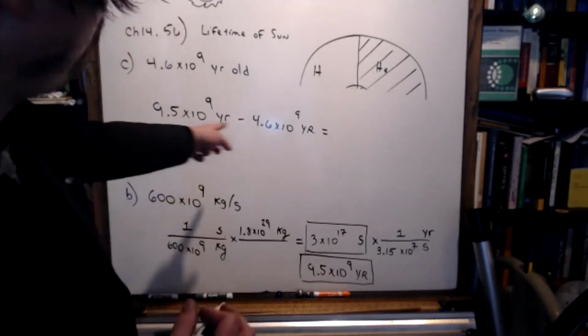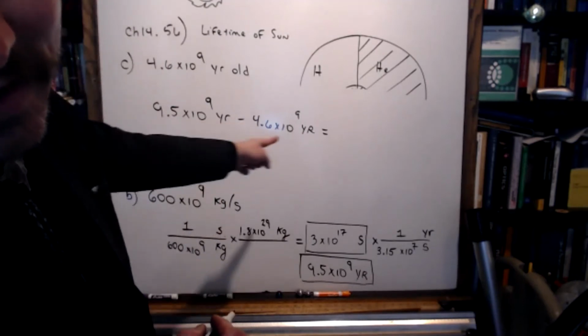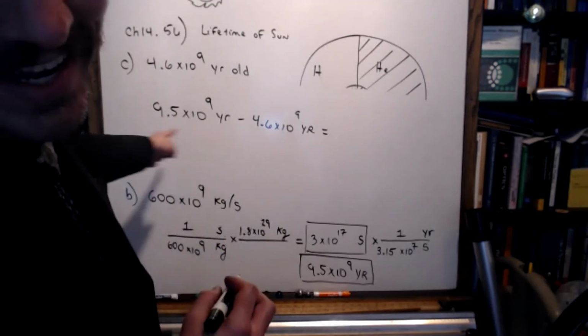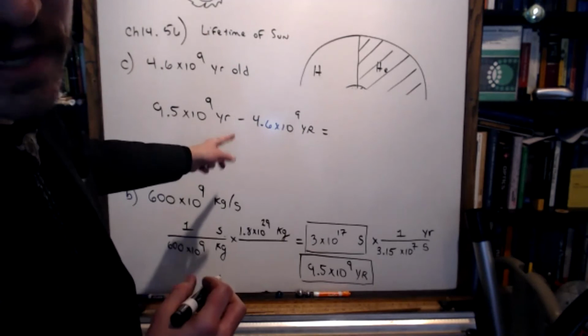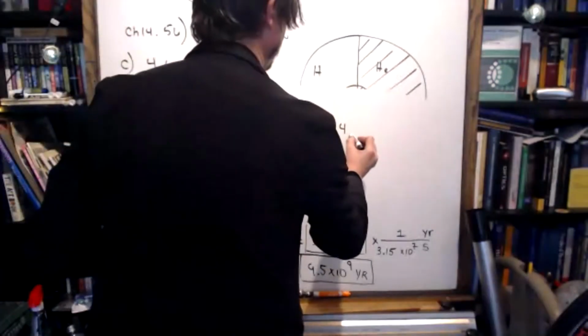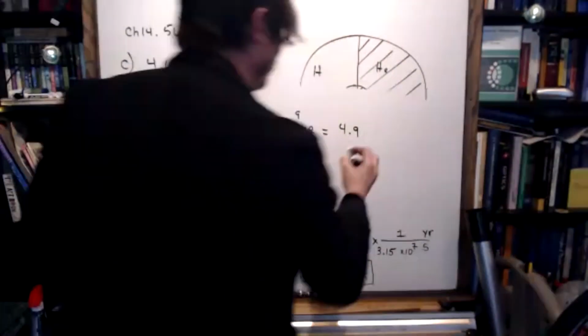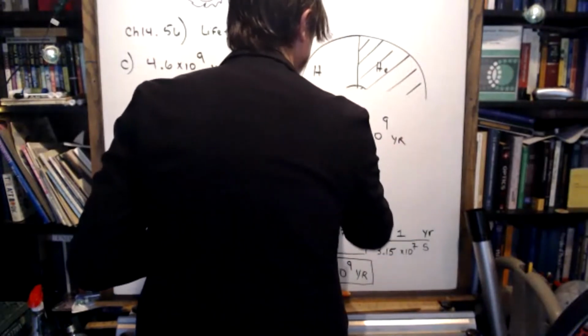Wait, how can 9 minus 4.6 be 8.5? That doesn't make sense. It's 4.4. Oh, sorry. Oh yeah, 4.4 billion. Thank you. I'm trying to concentrate on the chat and you guys talking to me. I'm getting confused here. 4.4 billion years left.